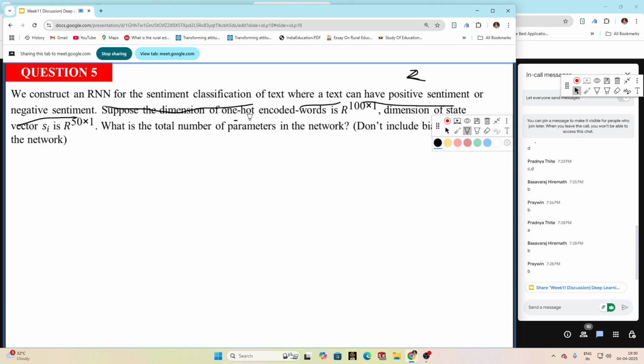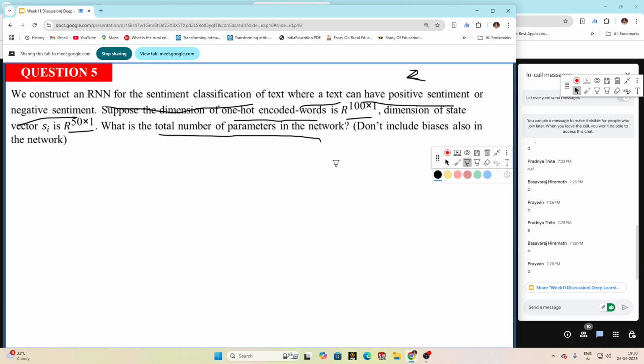Suppose the dimension of the one hot encoded word, that is the input dimension, is 100 cross 1, and the dimension of the state vector S_i is 50 cross 1. What is the total number of parameters in the network? Don't include biases in the network. We just want to know how many weights there are. Those weights will be the number of parameters, because in this network we do not have biases. So that is the question.